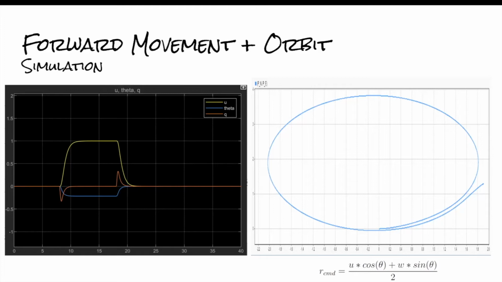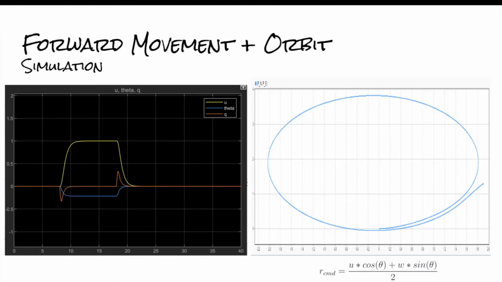So next, we're going to talk about forward movement and orbit. As you can see on the left, this is a plot representing the forward movement that we were able to simulate. In order to do this, we commanded U in our elevator system to move the system forward. Forward movement means that our drone needs to tilt down and then increase to go forward. Hopefully that makes sense, but that just represents that we need a negative theta and a positive U, which results in that positive U.